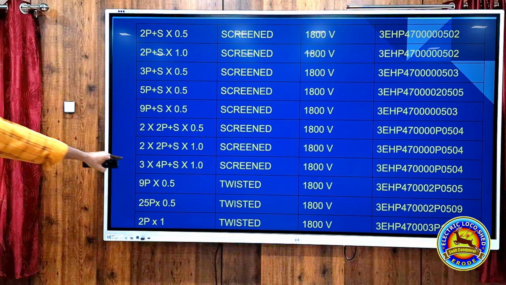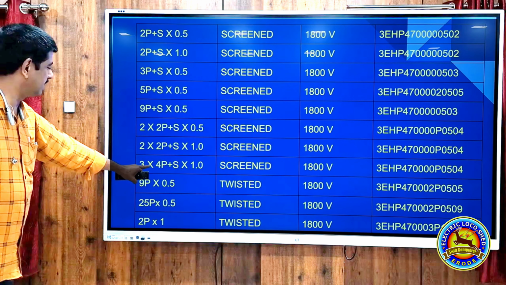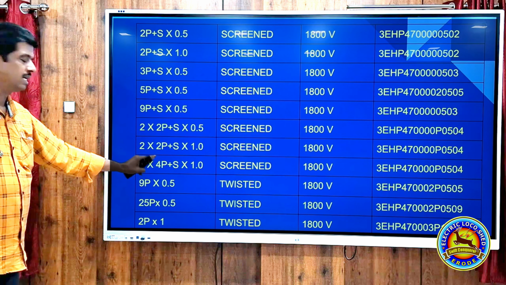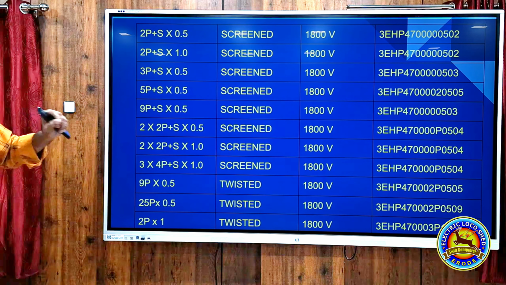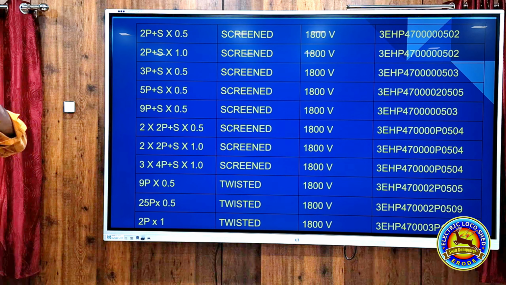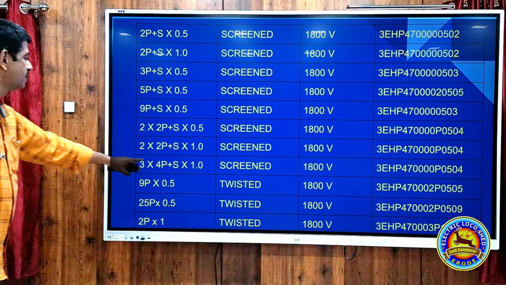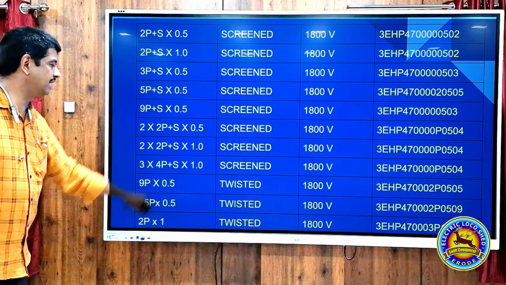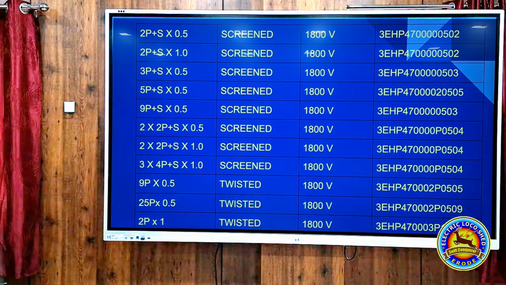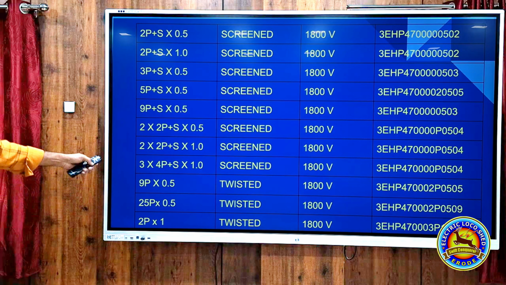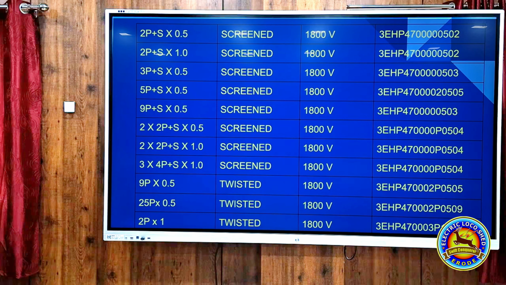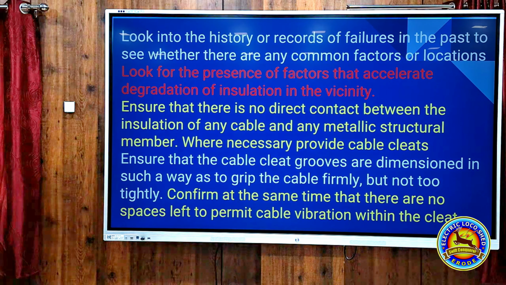Like that 3 into 4, that is 3 pair of 4 cables. That is 4 will be in a bunch, again 4 will be in a bunch, another 4 will be in a bunch. That is total 12 cables plus screening will be there, and its cable size should be 1 square mm. Like that, different size cables are there in locomotives, mainly in 3-phase locomotives.